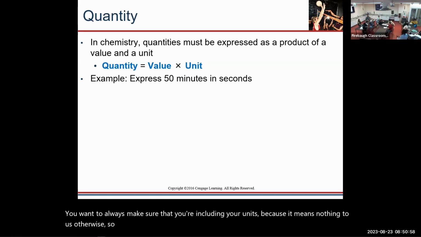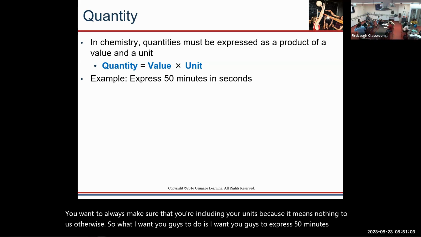So what I want you guys to do is express 50 minutes in seconds. Okay, so what is my given? What am I starting off with? 50 minutes. What is that equivalency? How many seconds will equal a minute? 60 seconds. So I know 60 seconds equal 1 minute.